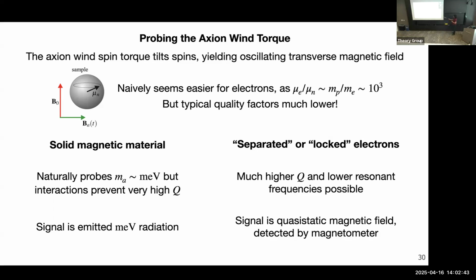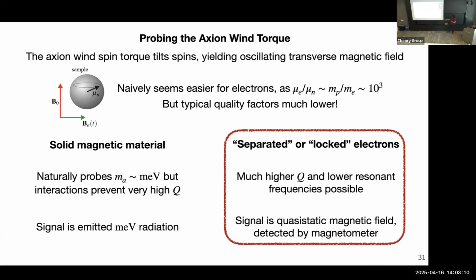The other thing is that there's some tricks people can do, which is that you can either have what I call separated or locked electrons. So there are ways of making it so the electrons can rotate with a much higher quality factor than if they were just in ordinary magnets. And this gives you much higher quality factors and also typically much lower resonant frequencies. In this case, when you have a lower frequency, you don't want to detect radiation. If we don't know how to detect very low frequency radiation, what you measure is the near field B field, which is quasi-static, and you just put a magnetometer next to the sample, like a SQUID or something. So this first looks pretty good.